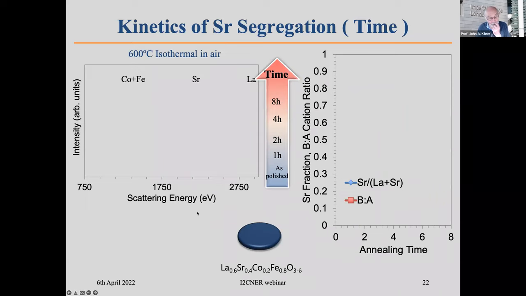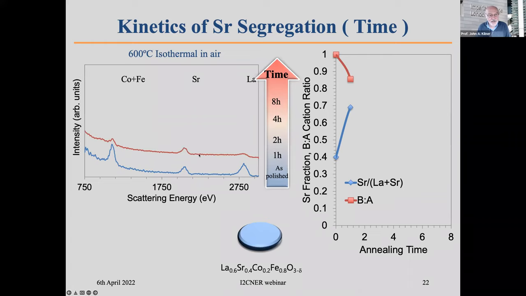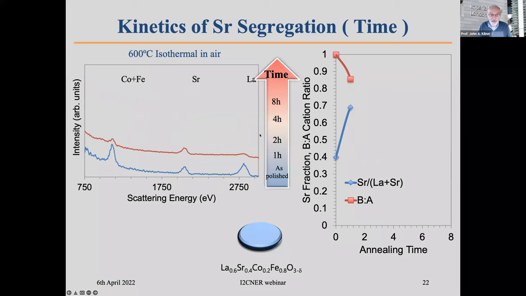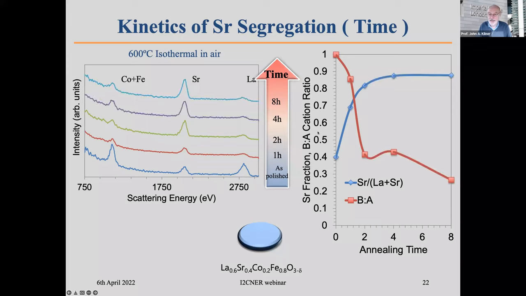Well, these are some experiments that John Druce did while he was at I²CNER. We took a lanthanum strontium cobalt ferrite pellet, polished off the top, did a LEIS spectrum, and we see lanthanum, strontium, cobalt and iron. When we begin to anneal this at 600 degrees centigrade, after an hour, what we see is the lanthanum is beginning to disappear and the cobalt and iron are beginning to disappear. The strontium is beginning to emerge after a few hours. And after 8 hours, the strontium is getting really quite strong. And we can follow those ratios here on this right-hand side panel.